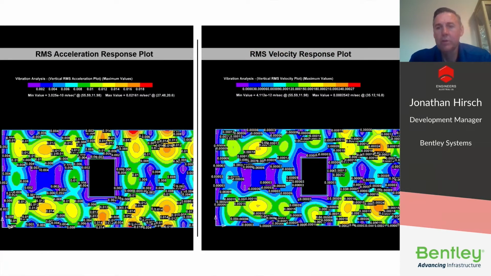So this slide shows contour plots showing the maximum root mean square acceleration and root mean square velocity response of a structure to a given set of input parameters. These values are useful if you're comparing directly to acceleration or velocity threshold limits.